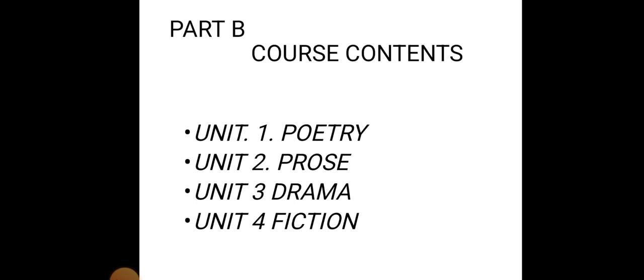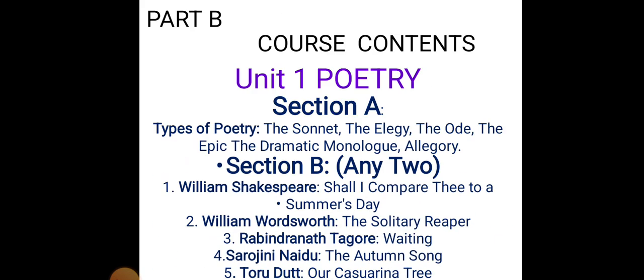Unit number 1, poetry. Unit number 2, prose. Unit number 3, drama. And unit number 4 is fiction. So in English literature, you are going to study poetry, prose, drama, and fiction. These are the forms and genres of literature. And each unit has been divided into sections, section A and section B.